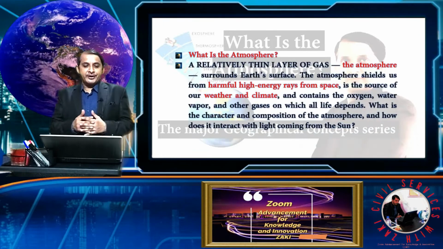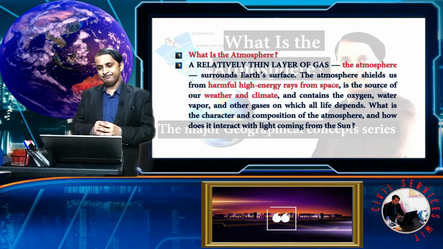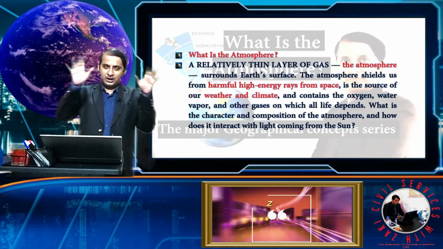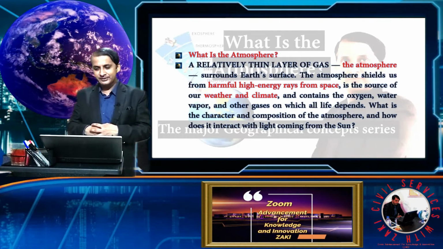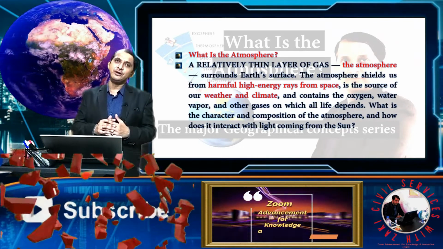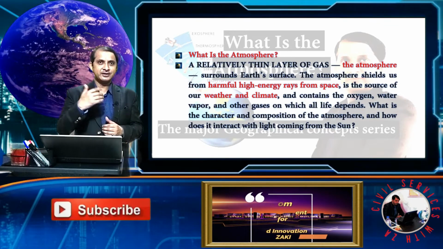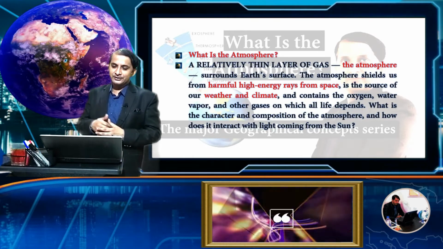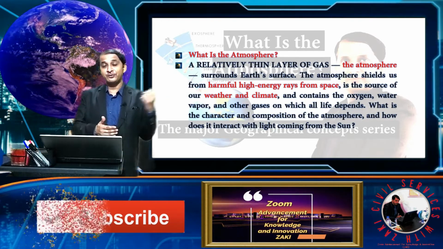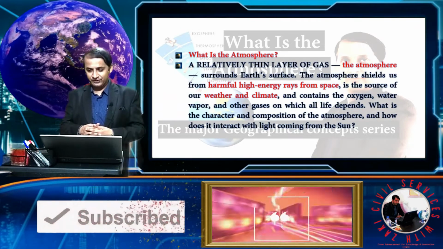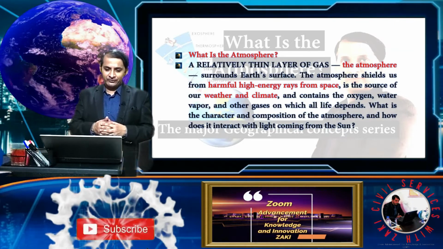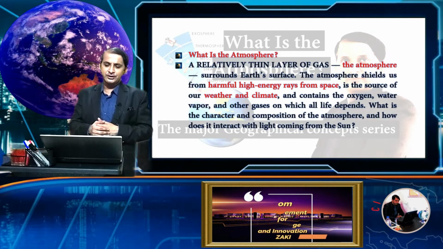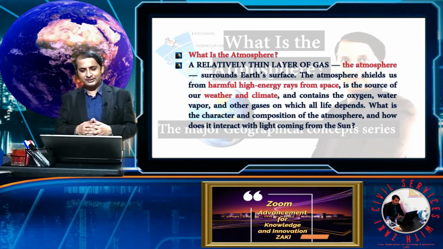The atmosphere is a relatively thin layer of gas that surrounds the Earth's surface. If you see, the Earth's surface is surrounded by this thin layer of gases. The atmosphere shields us from harmful energy rays from space, like gamma rays, X-rays, and other high energy particles, which are very harmful. The high energy rays coming from space are blocked by the atmosphere. The source of our weather and climate is all in our atmosphere. It contains the oxygen, water vapor, and other gases on which life depends.